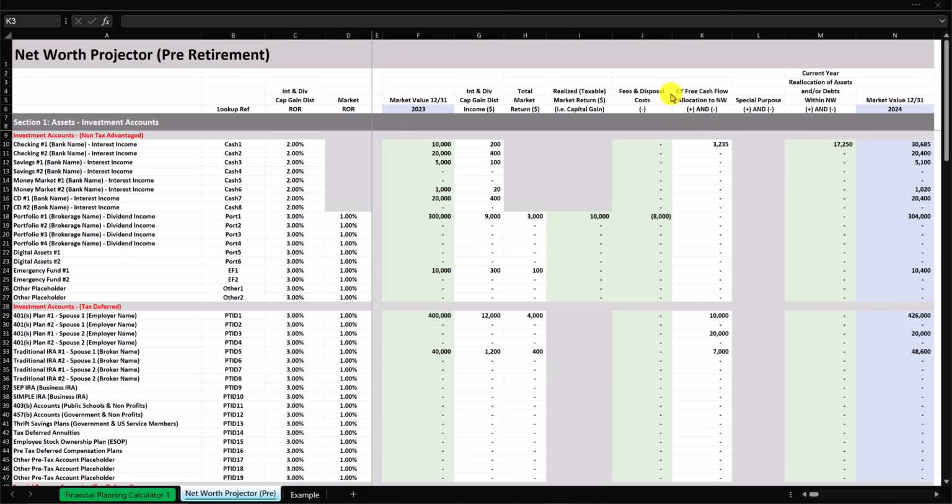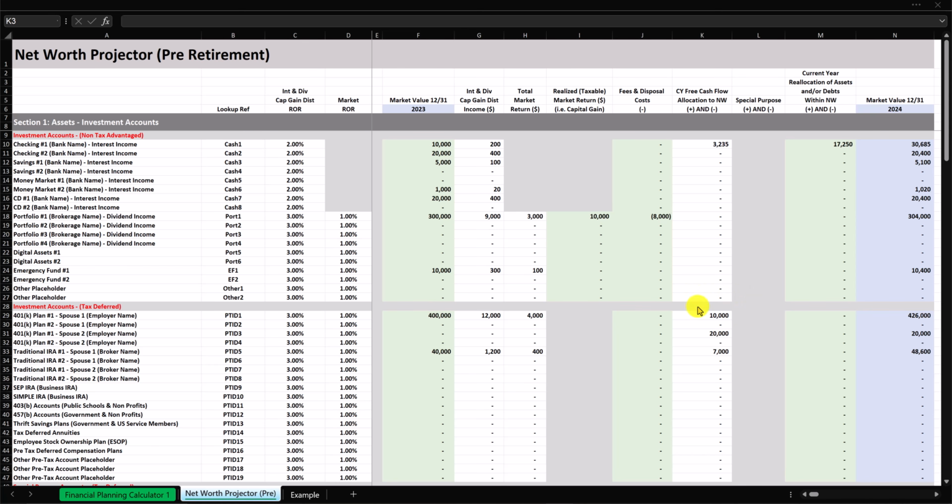Okay, the next column is going to be our free cash flow after all of our annual expenses, after taxes, whatever is left over that gets allocated to our net worth. That is what's going to go in this column right here. Once we build out the cash flow projector, all of the rows within this column will be linked somewhere so we can make this an automated calculation. However, for the moment, I'm just going to type in some numbers just so we can see the concept.